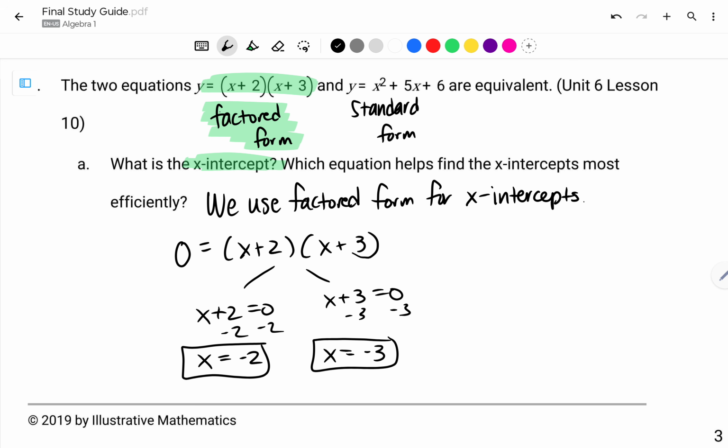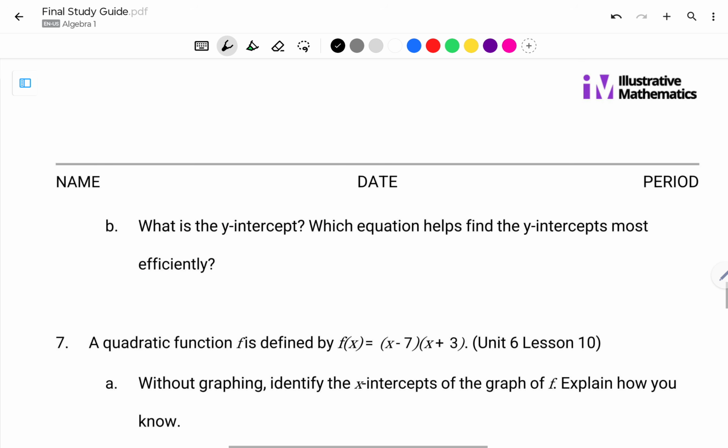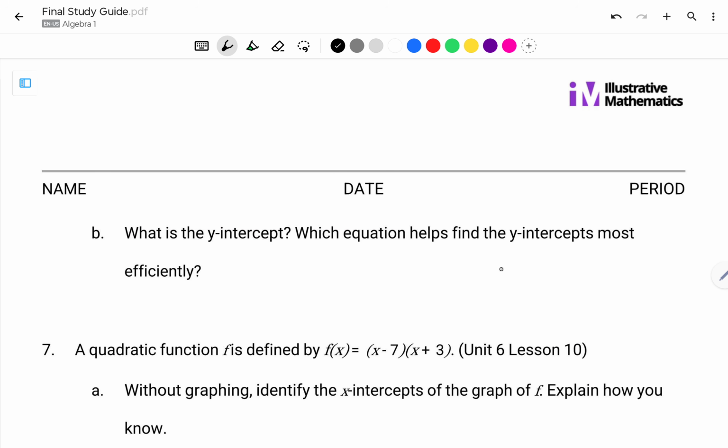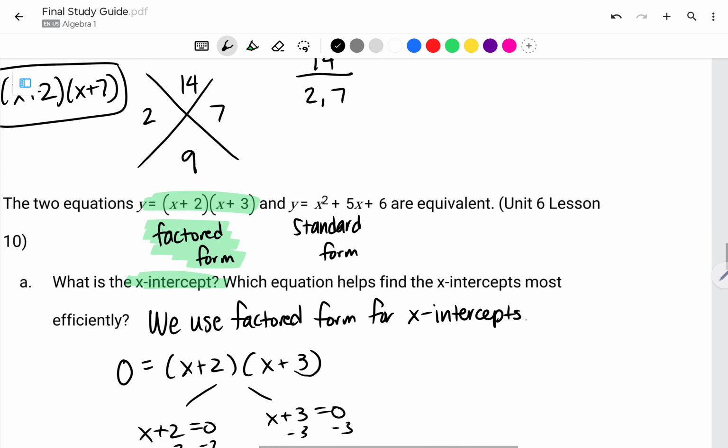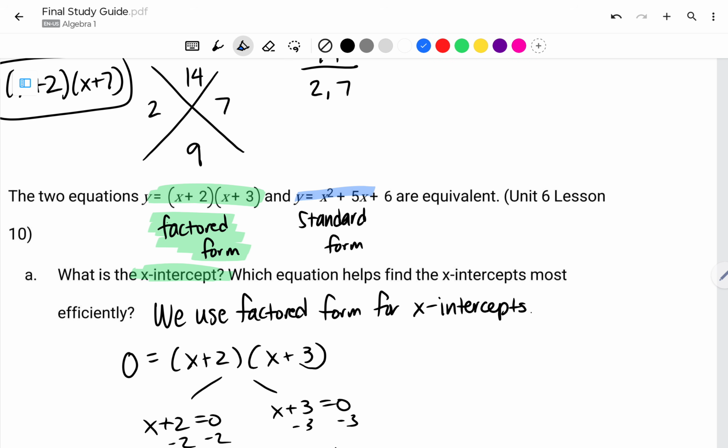So those are your x-intercepts. At negative 2 and negative 3, the parabola is going to cross the x-axis. The next question, what is the y-intercept? Which equation helps find the y-intercepts most efficiently? That one was the standard form, right?